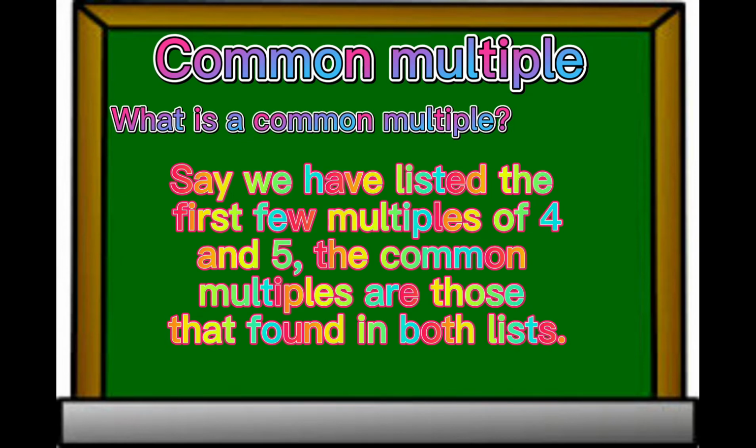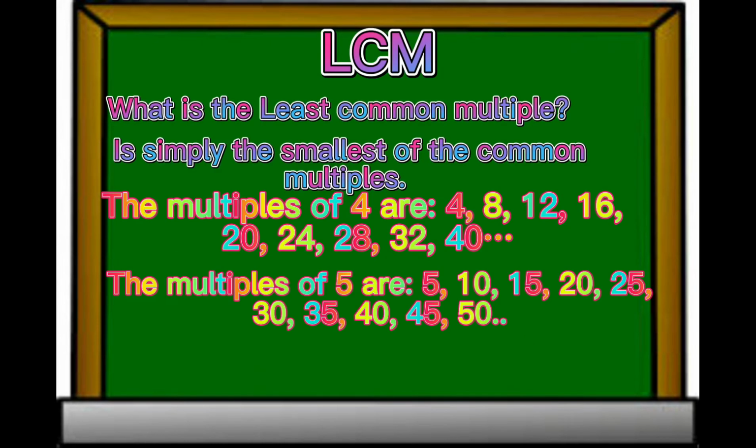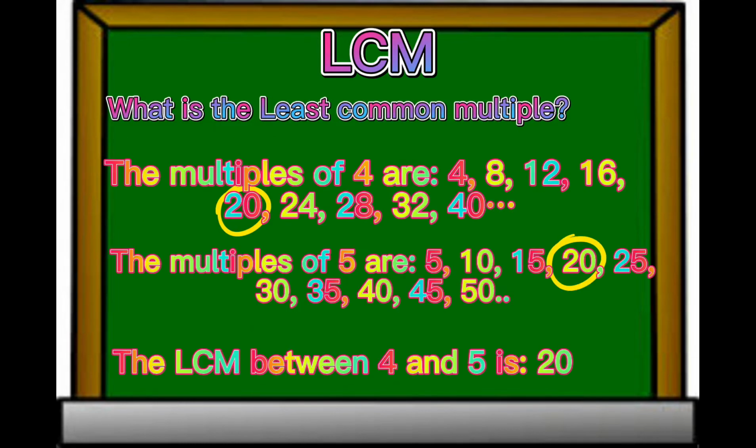Say we have listed the first few multiples of 4 and 5. The common multiples are those that are found in both lists. The common multiples in both numbers are 20 and 40. The least common multiple is simply the smallest of the common multiples. The LCM between 4 and 5 is 20.